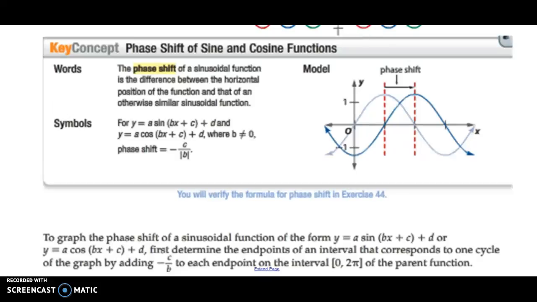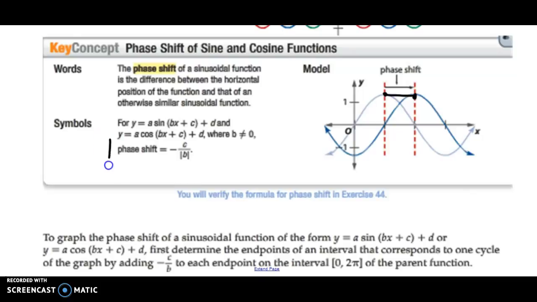Now, another transformation that can happen along sine and cosine functions is known as the phase shift. A phase shift is the difference between some horizontal position on our graph and where it should be on the parent function. So, for example, say on my sine graph, this value right here is where it normally is on my sine function, and instead, it's moved over to this point. That point it's moved over is known as the phase shift.